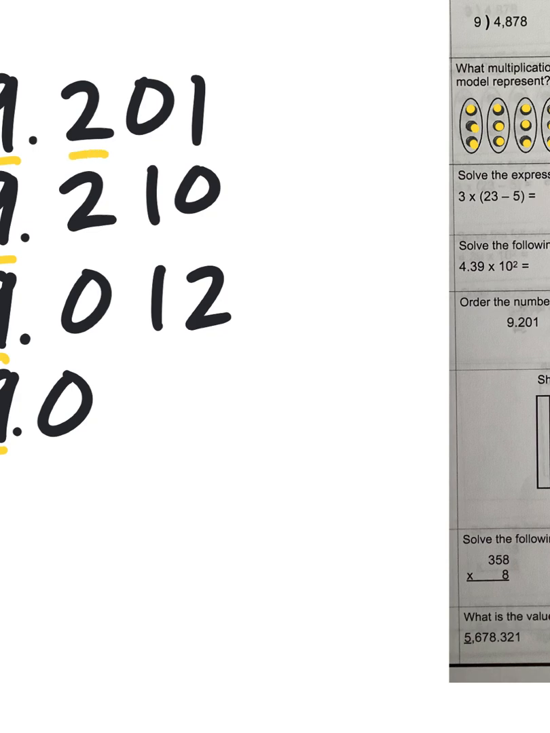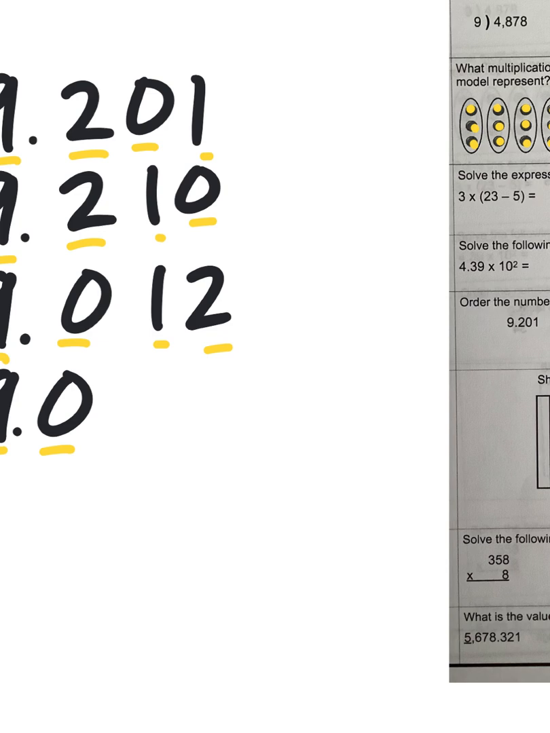What's after the decimal? The tenths place is lined up. What's after the tenths? Hundredths place is lined up. And my thousandths place is lined up. This is going to help me find out which is my smallest number. And just looking here, I see that all of my ones place is the same.